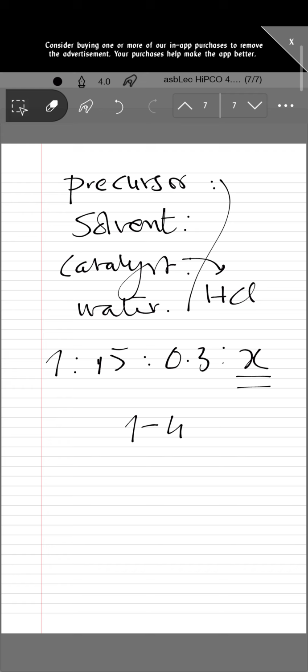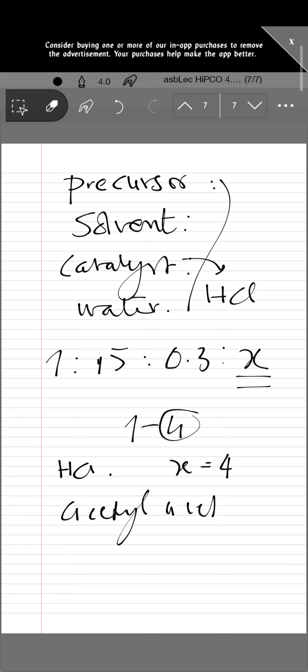Now, when the water content reaches the maximum limit 4, there is the influence of changing the catalyst to acetyl acetone. So instead of HCl, when the water content is 4, the catalyst needs to be changed to acetyl acetone.